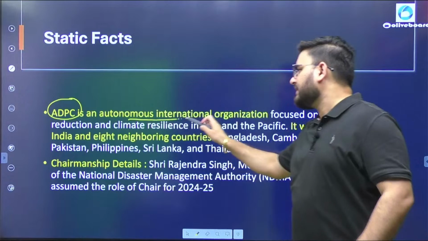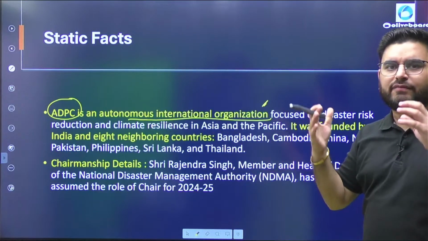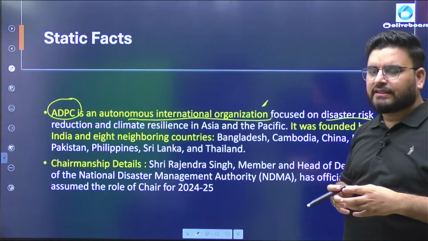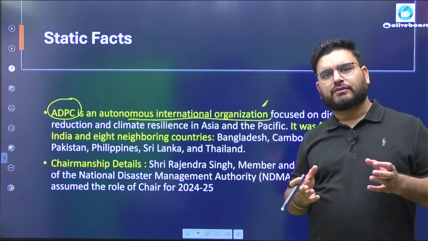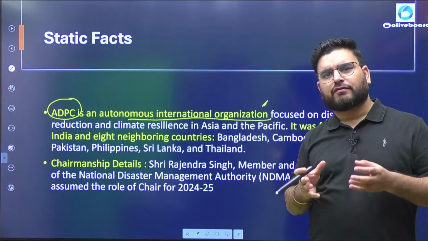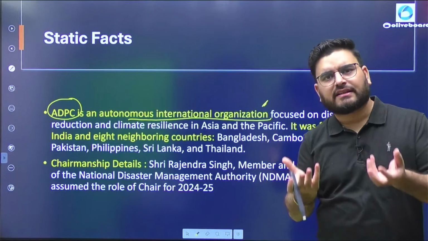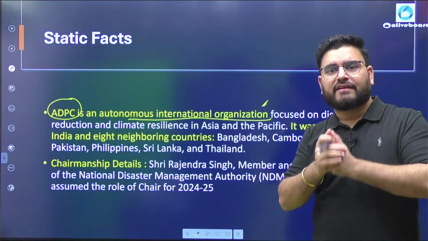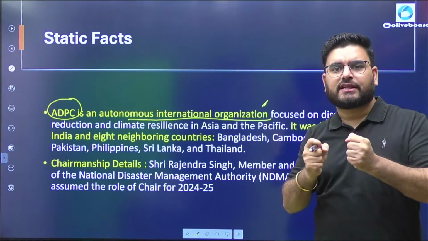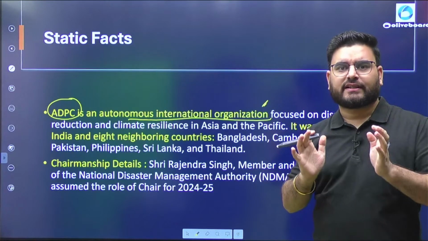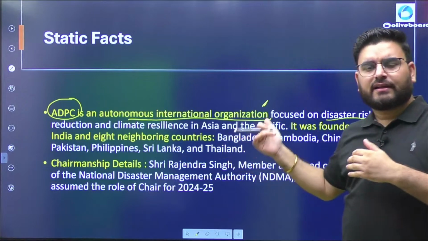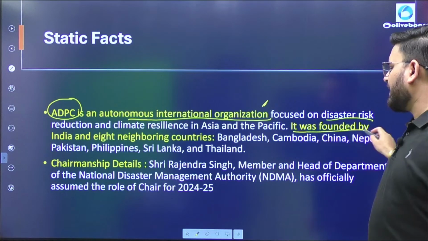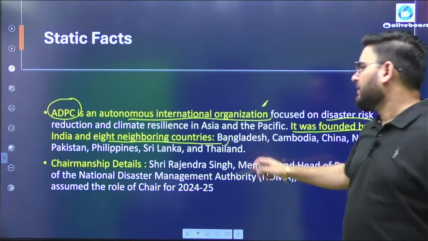Now, what is ADPC? ADPC is an autonomous international organization, and their focus is on disaster risk reduction. Every year we see that during the monsoon, many of our states suffer from floods and landslides. So these are disasters. To ensure that every state or every country has the capacity to bear the effect of the disaster, they run these kinds of training projects. Right? It was founded by India and 8 other countries.